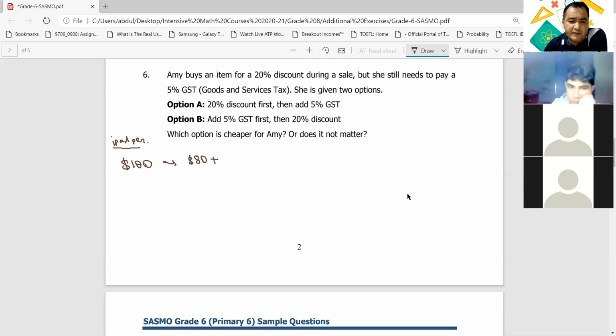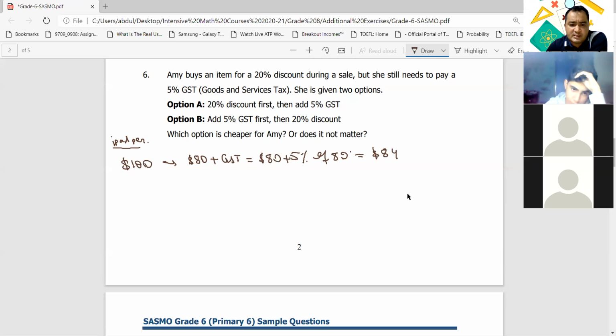And plus now you have to pay GST, right? That is $80 plus 5% of $80. 5% of $80 is 4. So the item will be $84, right?